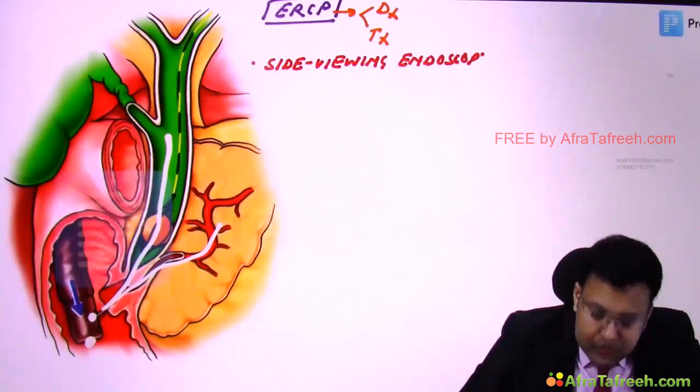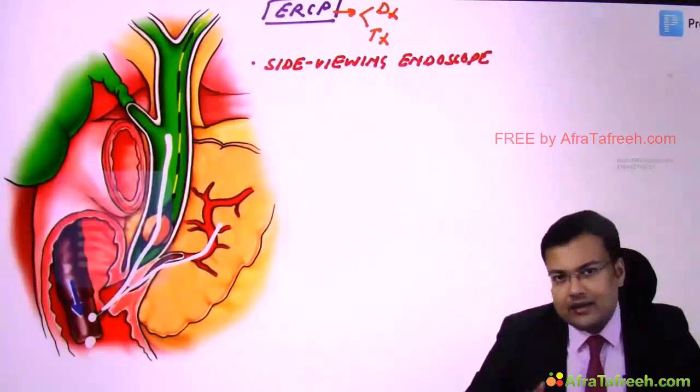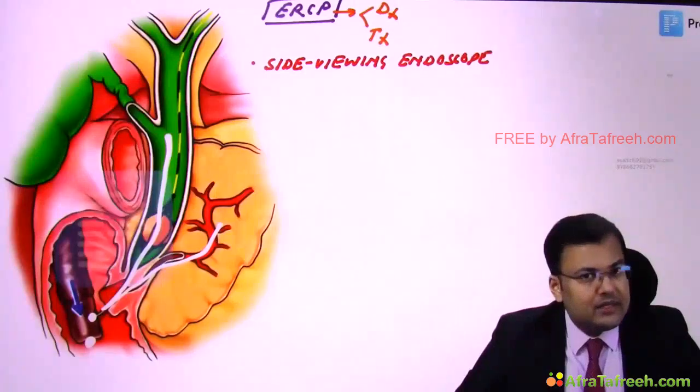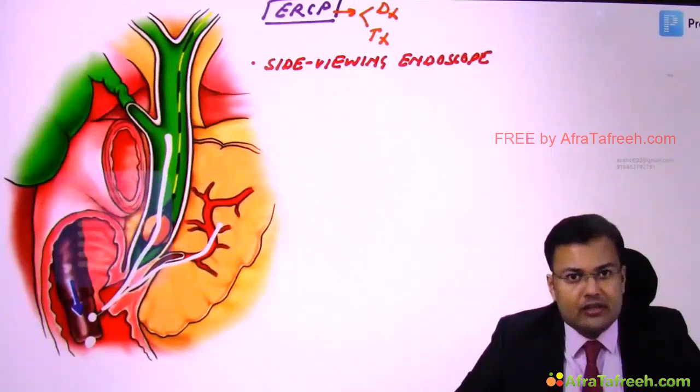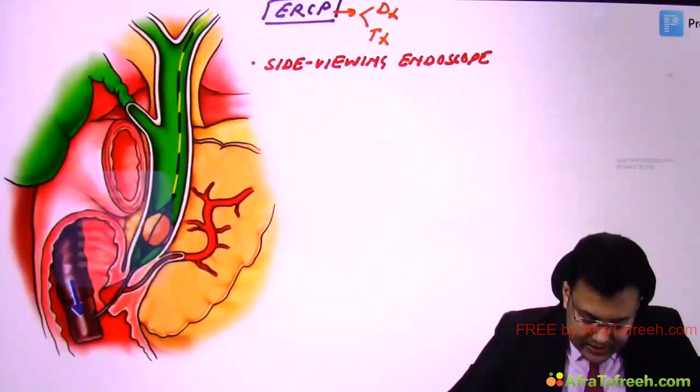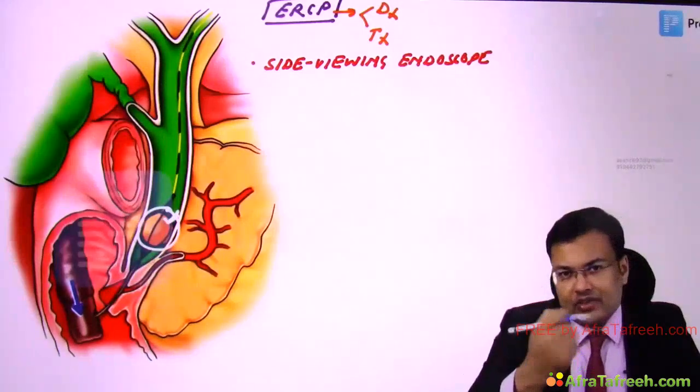Right? We are going to inject the dye from below into the bile duct and pancreatic duct, and then we take an X-ray. Who is going to perform ERCP? It is performed by a gastroenterologist. Clear? Now in this picture you can see that there is a stone, and with the help of this Dormia basket we are trying to extract the stone.